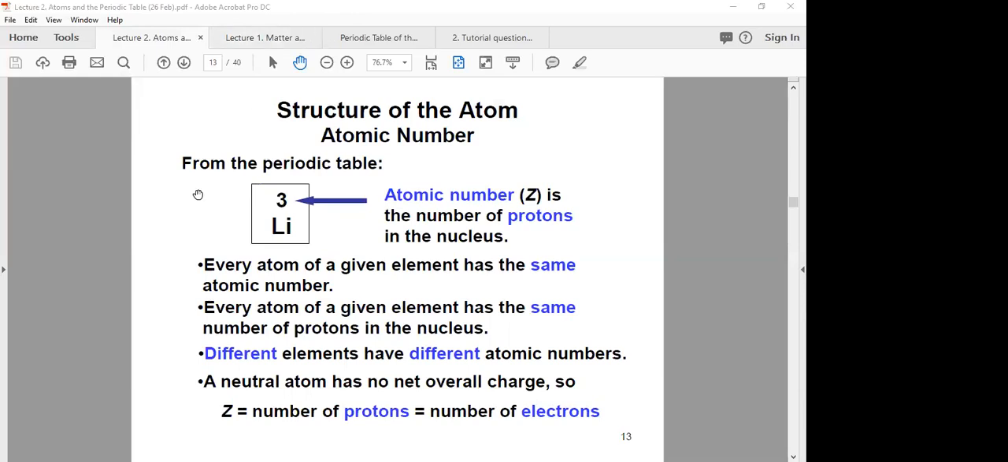So, key take-home message. The atomic number tells us the number of protons and, by default, the number of electrons in a neutral atom.